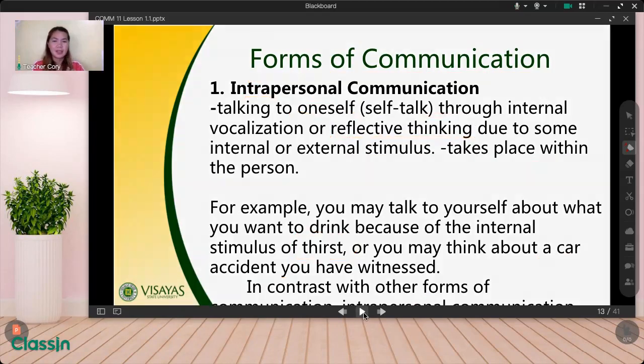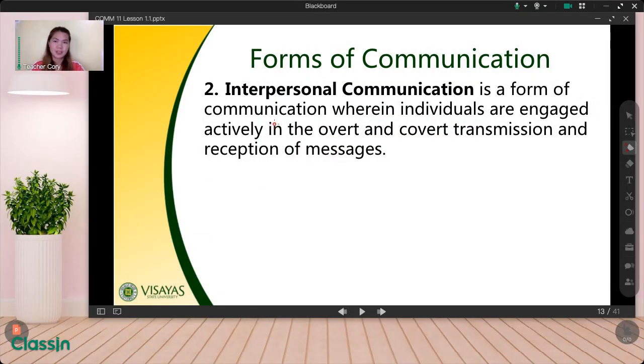Next, interpersonal. So this is now outside. It's not only inside us, but this is when we are relating with other people already. So interpersonal communication is a form of communication wherein individuals are engaged actively in the overt or covert transmission and reception of messages.